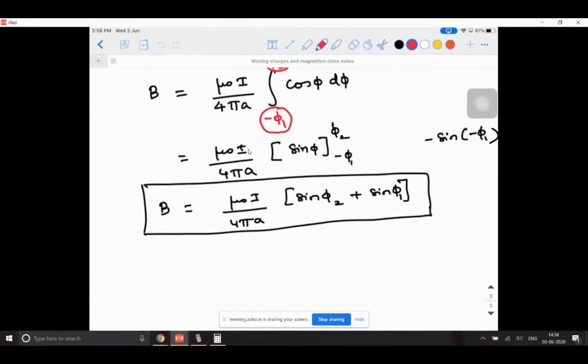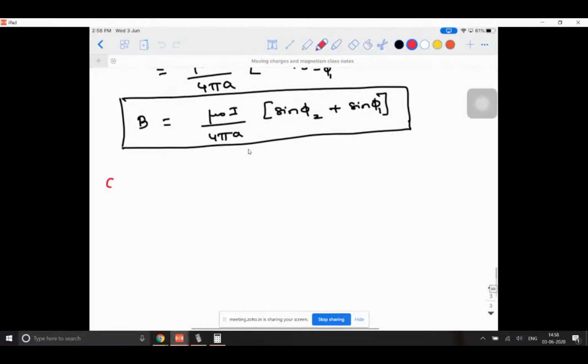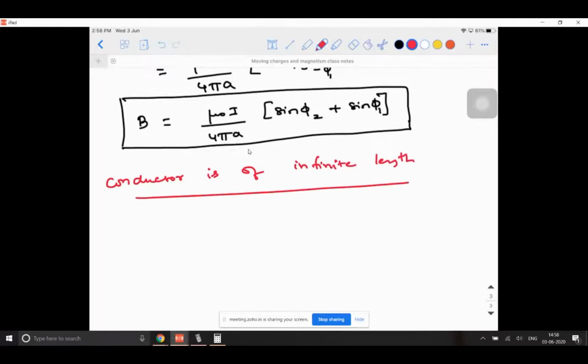So we'll see the special case, that is when the conductor is of infinite length. When the conductor is of infinite length, there are two possibilities. One is, observe, I can take a point P at one of the ends of the conductor. If I take the point P, then this distance will be A. Now, let's say the current is flowing in the upward direction. Then what is going to be the magnetic field in this particular case?